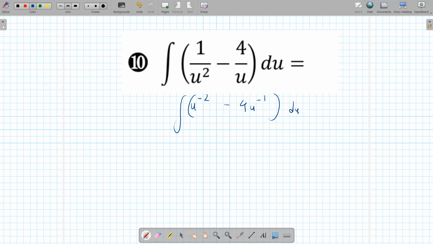Any ideas? For the first one, you get u to the power of negative 1 over negative 1. Yeah. What about the second one? You get 4u to the power of 0 over 0. Yeah, but see, that's the trick. You cannot have a 0 in the denominator. So there was a new rule for this one.